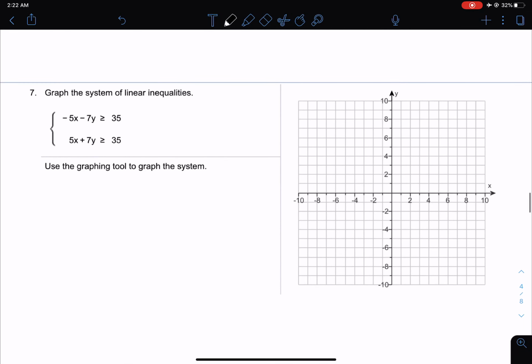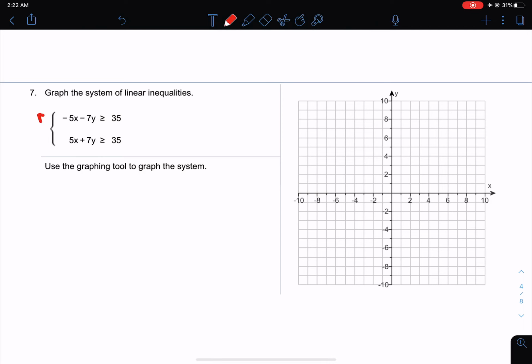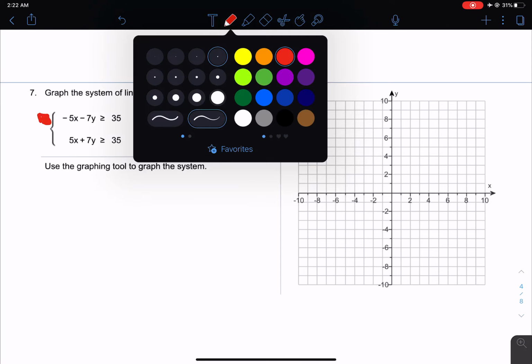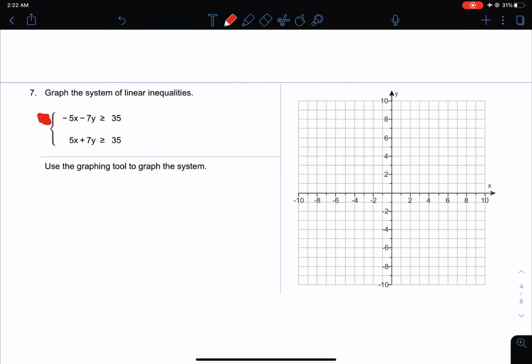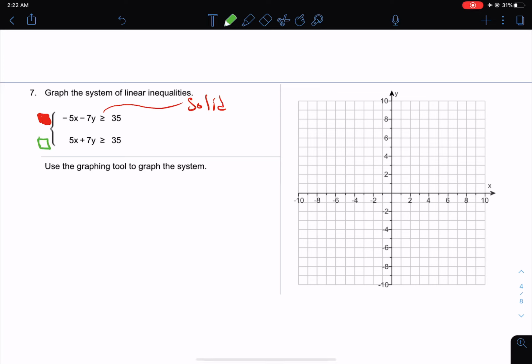Now, this one, let's go ahead and use our color again, just so everybody can see what I'm doing, hopefully. And it looks like my pen tip is too heavy. Now, like I said, I like to do this before I use equations because it becomes deceiving. I see an equal sign, this is solid. And let's do this right before we forget. That's going to be my green, and that is an equal sign, so that is solid.